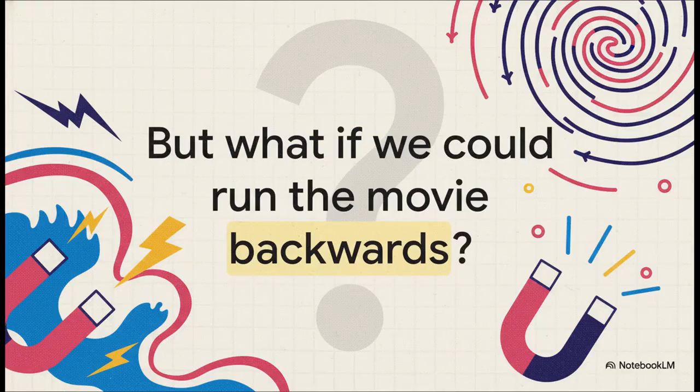And that discovery just begged a brilliant question. If electricity can make magnetism, could we flip that? Could we run the movie backwards? Could we use magnetism and maybe some motion to create electricity? That single question, that what if, is what drives the two halves of this entire chapter.